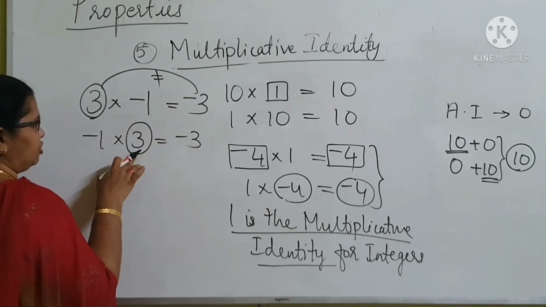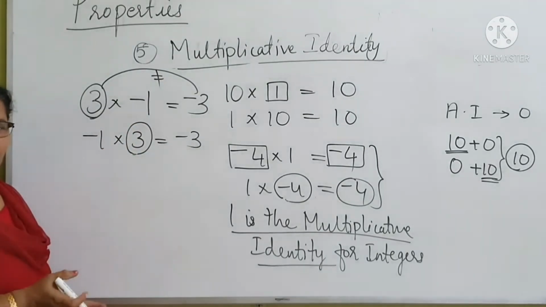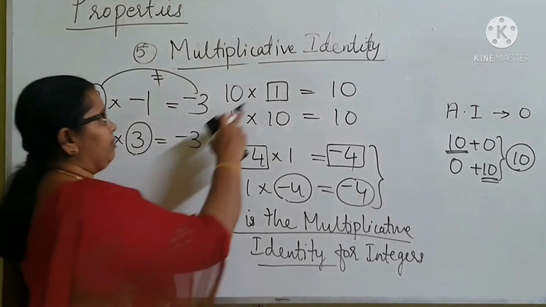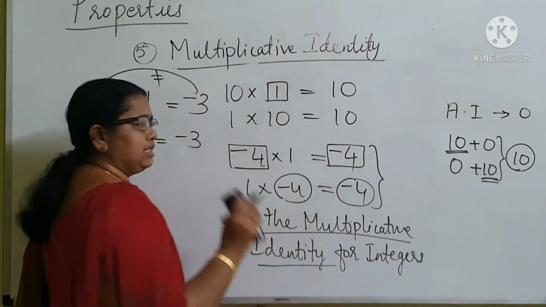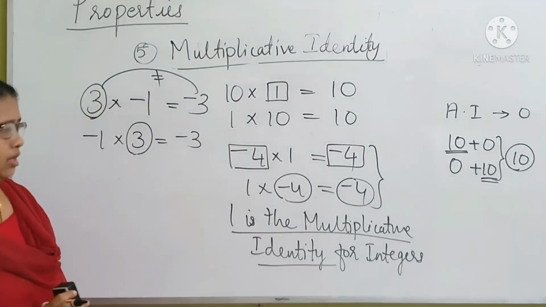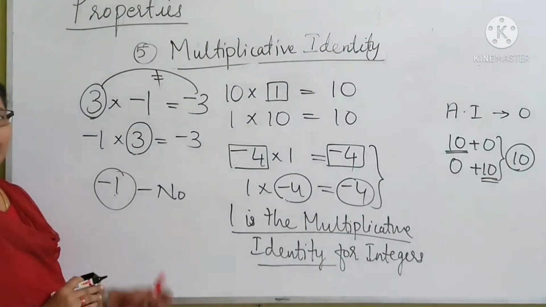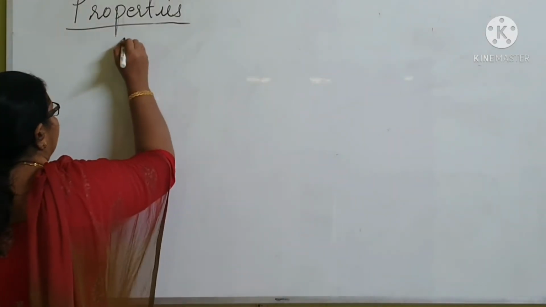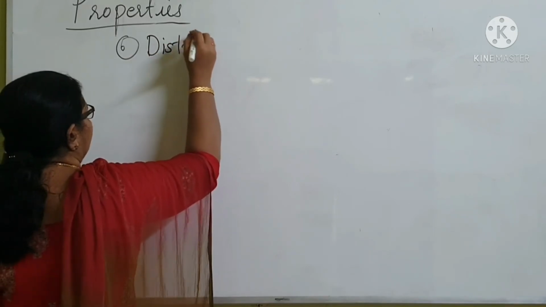We are multiplying 3, so we have to get the same integer as the product. Then only we can say that is the multiplicative identity. In the case of 1, when we multiply by 1 and 1 is multiplied by an integer, in both the cases we got the same integer as the product. Therefore, 1 is the multiplicative identity. So negative 1 is not the multiplicative identity for integers.